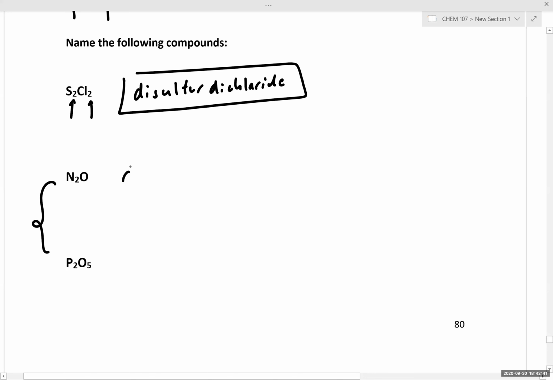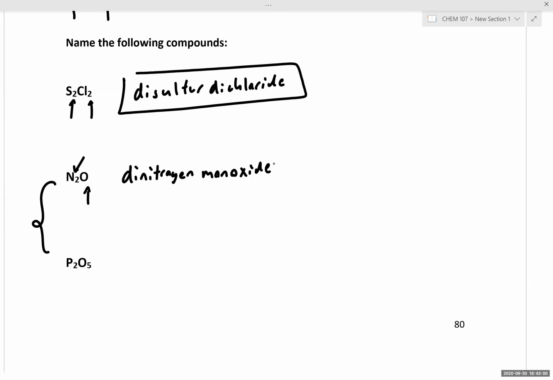So N2O, we have dinitrogen, because we have 2 nitrogen atoms. We have 1 oxygen, so we use the prefix mono. So this would be dinitrogen monoxide. Does that make sense to everyone? Professor, when it is only one, should we say mono or can we just say oxide? You have to use the mono prefix.